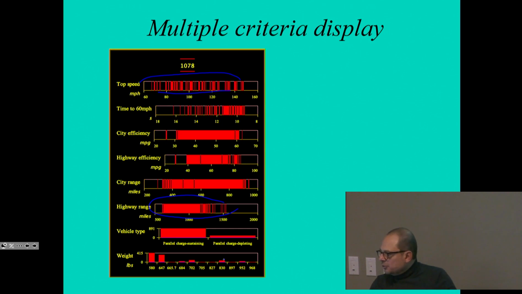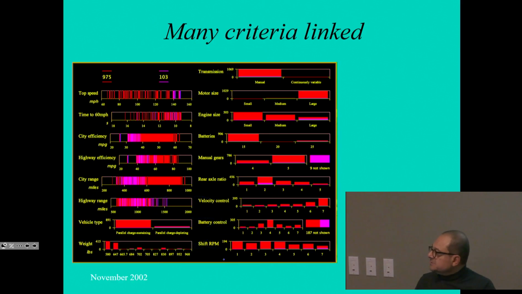Vehicle type, look at this. There was parallel charge sustaining, parallel charge depleting, for example. Weight, this is the distribution of weights that you get from the possible configurations. Notice that this has a powertrain weight of 968 pounds. This is 580 pounds. The range is substantial, right?